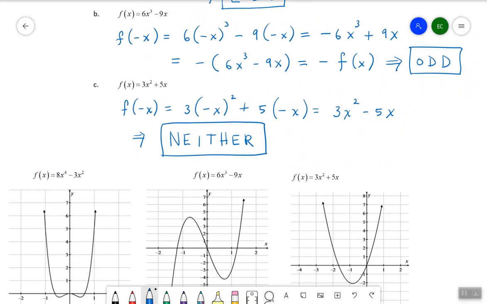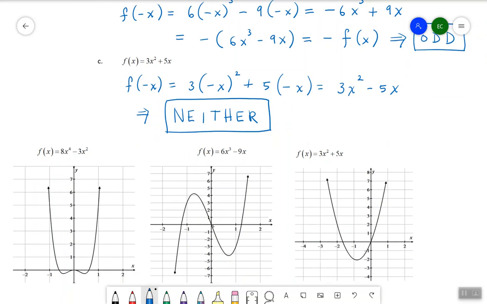Similarly, the next one, the 6x cubed minus 9x, when we look at the graph, that function certainly appears to be odd, certainly appears to have that rotational symmetry of 180 degrees, symmetric about the origin. And then the last one is neither even nor odd. There is some symmetry, but it's not over the y-axis and it's not around the origin, right? This is a parabola. It's symmetric about the axis of symmetry, but that's a whole different discussion for a whole different day. So this function is neither even nor odd.